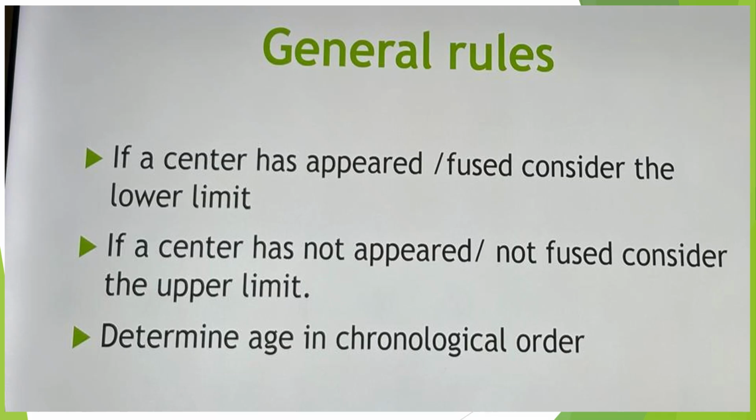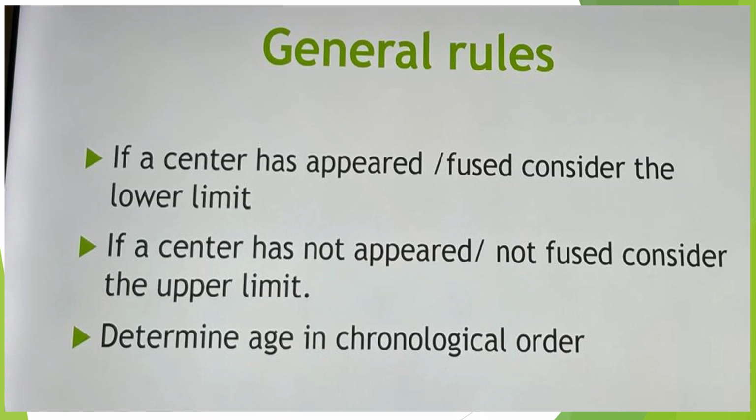Okay. So what is the general rule? The general rule is if a center has appeared and fused, consider the lower limit. And if a center has not appeared and not fused, consider the upper limit and determine the age in chronological order. Okay.